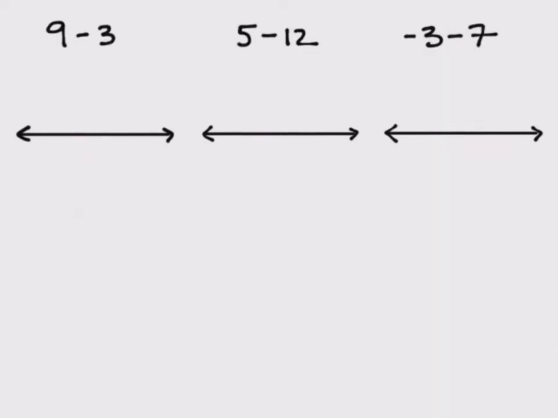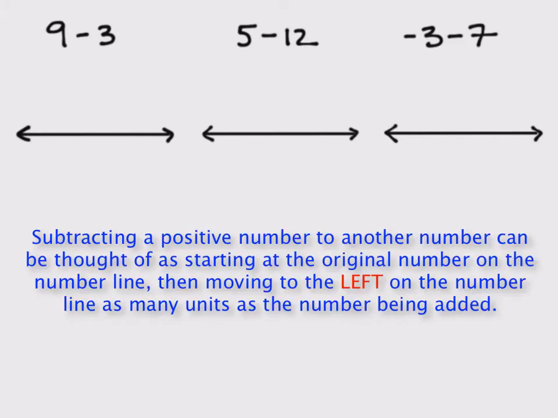All right, what about subtracting positive numbers? Well, one way I like to think about subtracting positive numbers is subtracting a positive number from another number can be thought of as starting at the original number on the number line, then moving to the left on the number line as many units as the number being subtracted. So with that in mind, I would actually like you to pause the video and why don't you try these 3 subtraction problems, keeping in mind the movement on the real number line.